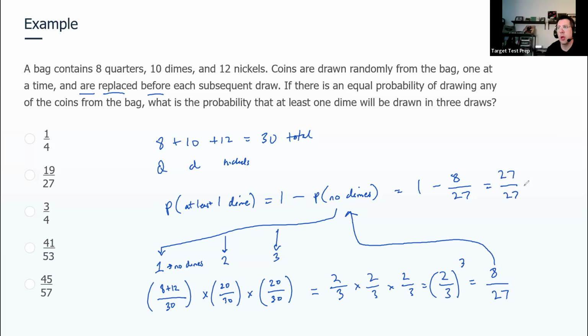All right, let's get the common denominator. So 27 minus 8 is 19, 19 out of 27. There you go. Okay. That make sense, guys?